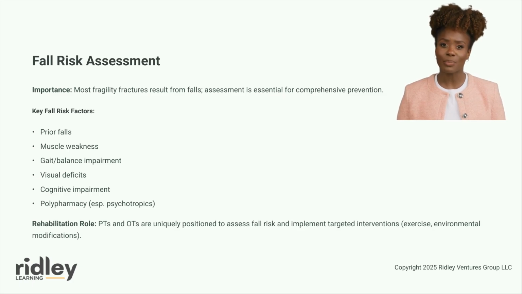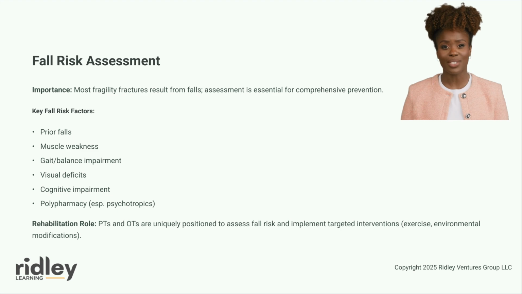Rehabilitation and allied health professionals are uniquely positioned to assess fall risk through clinical examination of strength, balance, gait, and functional mobility. We can implement targeted interventions including exercise programs, environmental modifications, and medication review recommendations. The integration of fall risk assessment with skeletal risk assessment enables comprehensive fracture prevention planning that addresses both bone fragility and the mechanical forces applied to the skeleton through falls.